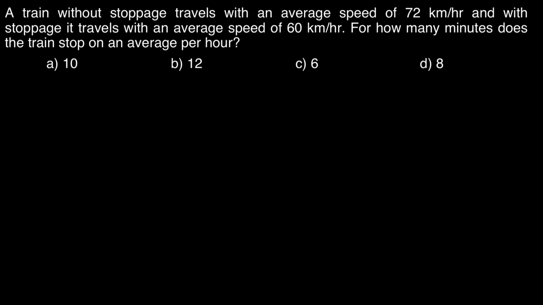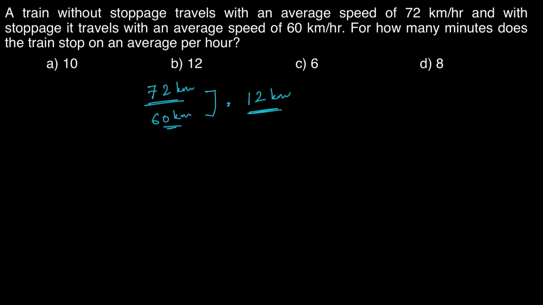Otherwise, you can even solve it in a different manner also. If the train is going at a speed of 72 kilometers per hour, it should cover 72 kilometers. But it is covering only 60 kilometers. If it is covering only 60 kilometers, what is the distance that it is not able to cover? 12 kilometers is the distance that the train is not able to cover. Reason being, there is a stoppage time.